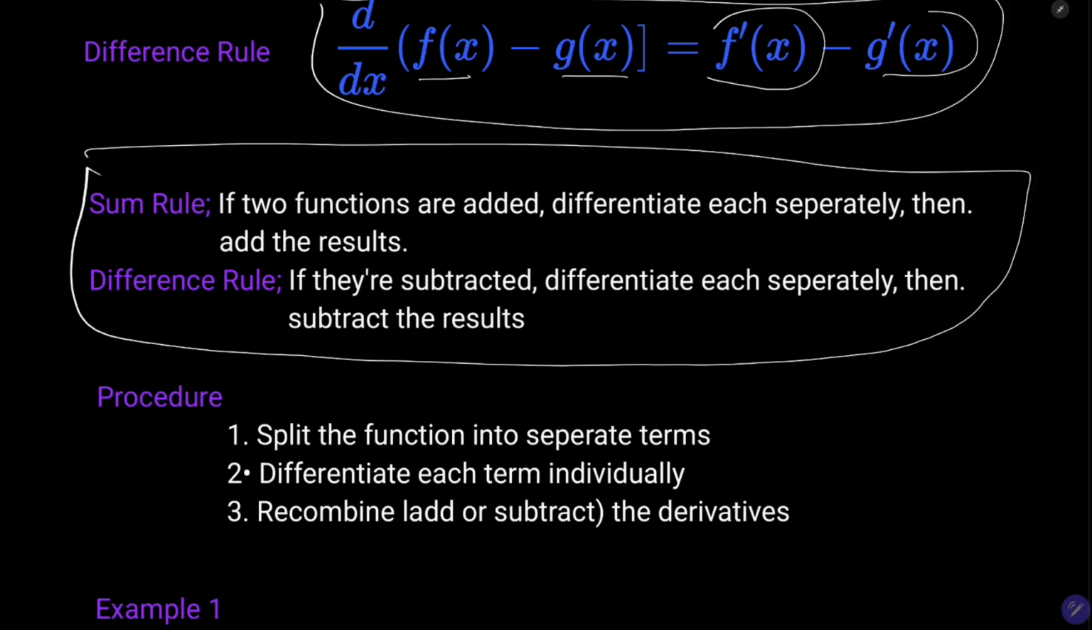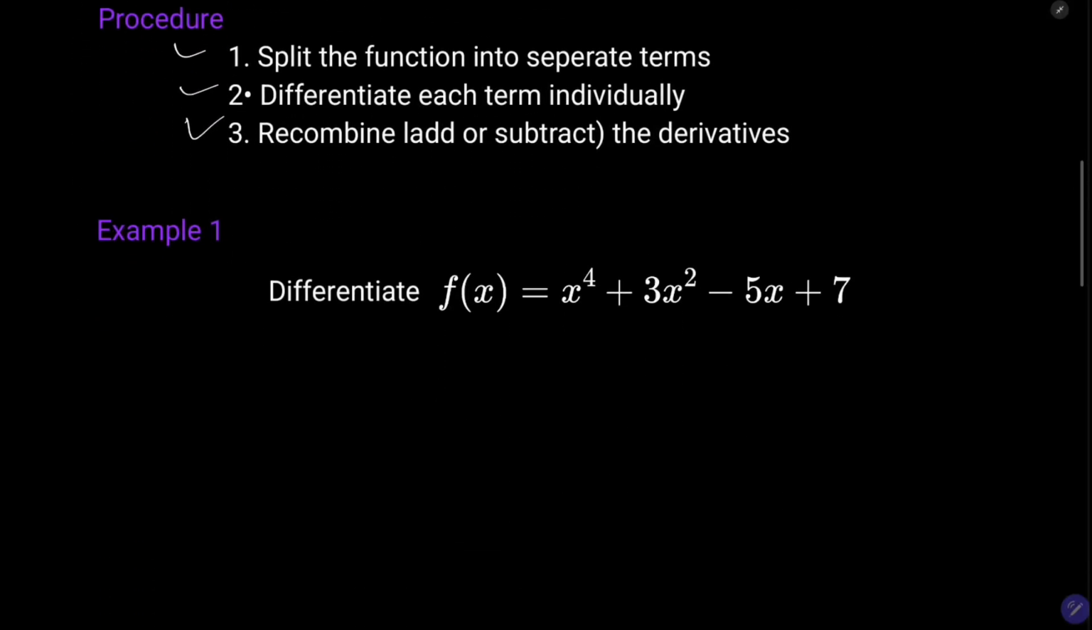The second step is to differentiate each term individually. After splitting, we differentiate each term individually. That is, we take the first term and differentiate, the second term and differentiate, the third term and differentiate, and moving on to the third step, which is to recombine. That is, we add or subtract the derivatives depending on the sign before the terms.